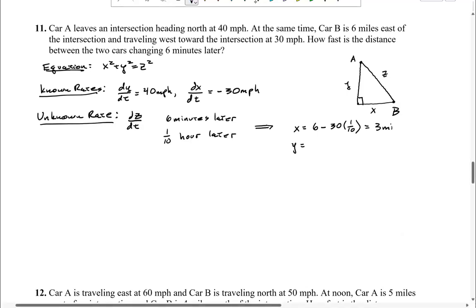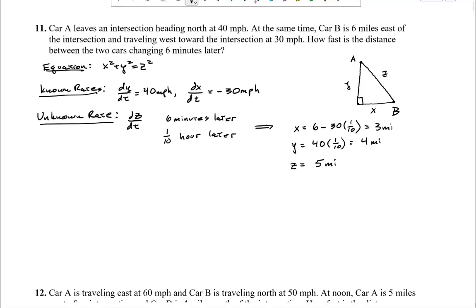Also, we need a y value 6 minutes later. Well, 6 minutes after A leaves the intersection, it's simply gone 40 miles an hour for 1/10 of an hour, right? This is a rate times a time, leaving us with a distance. We could then use the Pythagorean theorem to see that z has to be 5 miles.